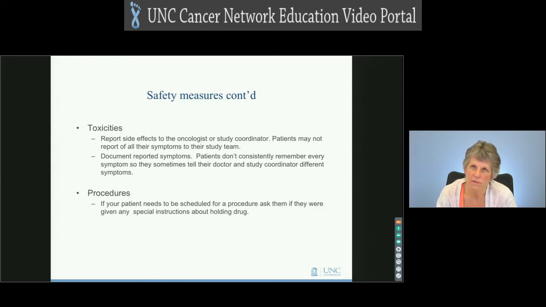If they're going to be scheduled for any kind of procedures, and you know that they're on a study, ask them if the coordinator or the doctor has mentioned to them whether there needs to be any special actions taken on their part. Maybe we need to hold the drug for a number of days, before or after. And if the patient doesn't know that, at least reach out to the coordinator or the physician and make sure that those questions are asked, just to protect your patient.